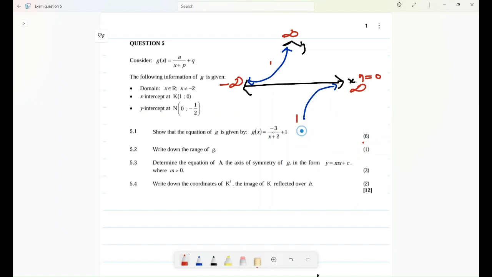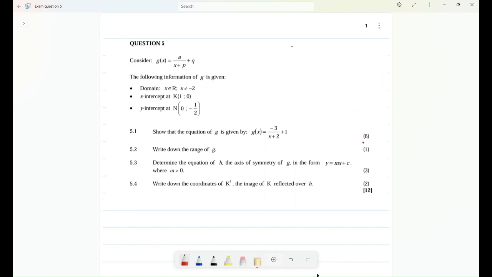So in this case now, I am told that I have a function, and that function has a domain of y is an element of real numbers, x is an element of real numbers, but my x is not equal to -2. This value here, it is your asymptote.